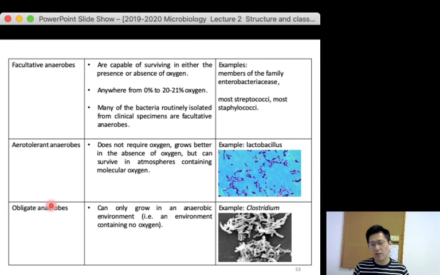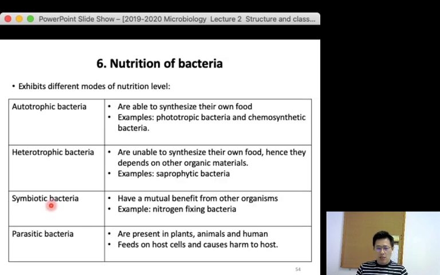The obligate anaerobes mean don't give me money. I don't like money. I don't need oxygen. If you give me oxygen, I'll die. So there are 5 groups of bacteria. That's it for the fifth point, the respiration requirements.